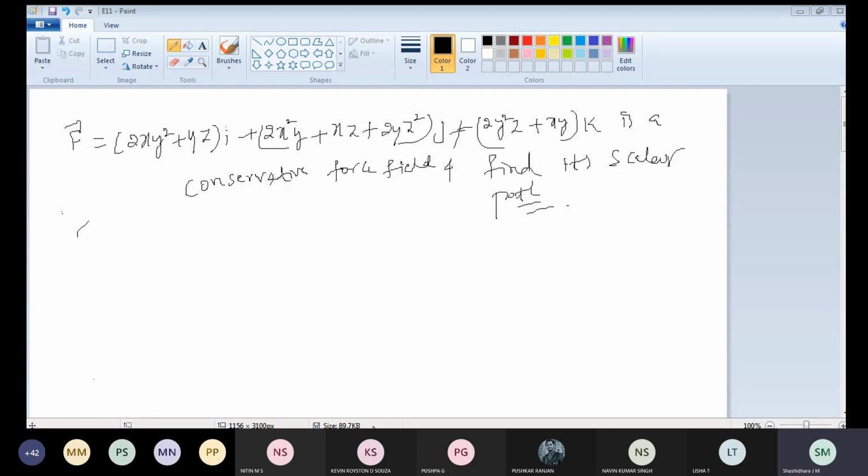Then the second one, they didn't give the condition for finding scalar potential. Find its scalar potential means you need to find only for del phi equal to vector f, that you have to write. So for finding scalar potential, del phi is vector f. Now write down the conditions of what is del phi and what is vector f.